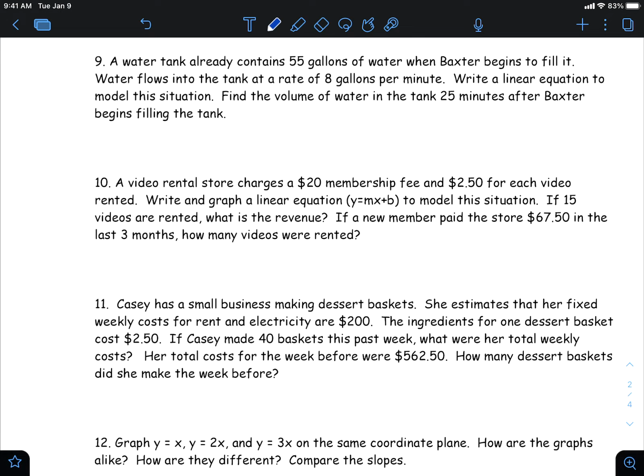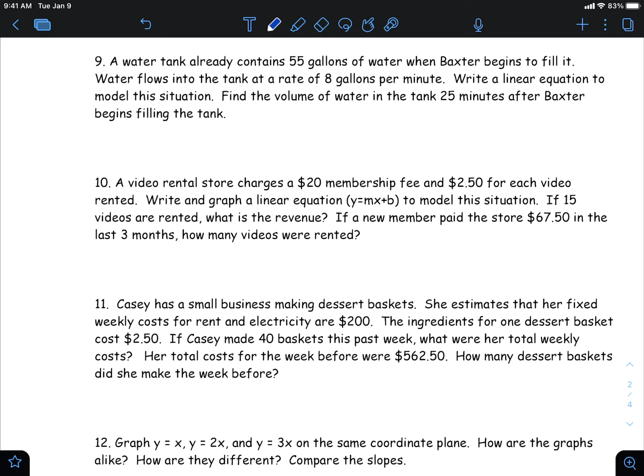Okay, so number 9. Look, this is what I mean. Some of these questions are like they're spelling it out for you. A water tank already contains 55 gallons of water. That should sound like something to you. When Baxter begins to fill it, water flows into the tank at a rate of 8 gallons per, there's that per word again, minute. Write a linear equation to model the situation.